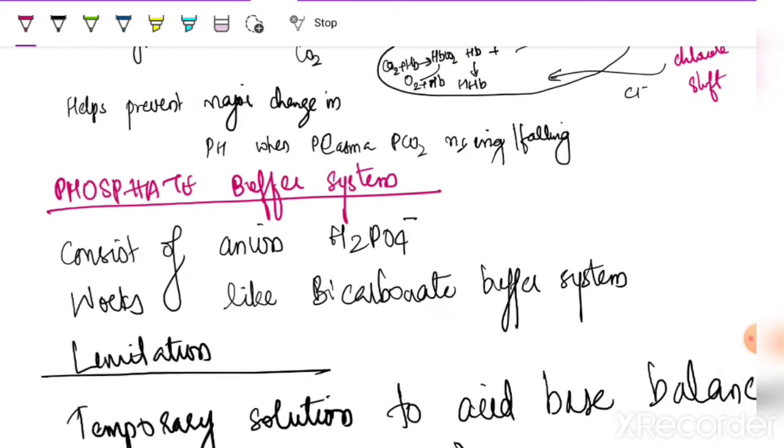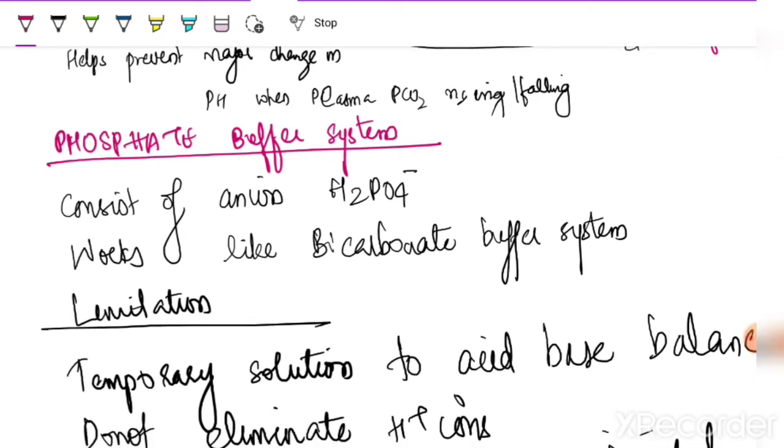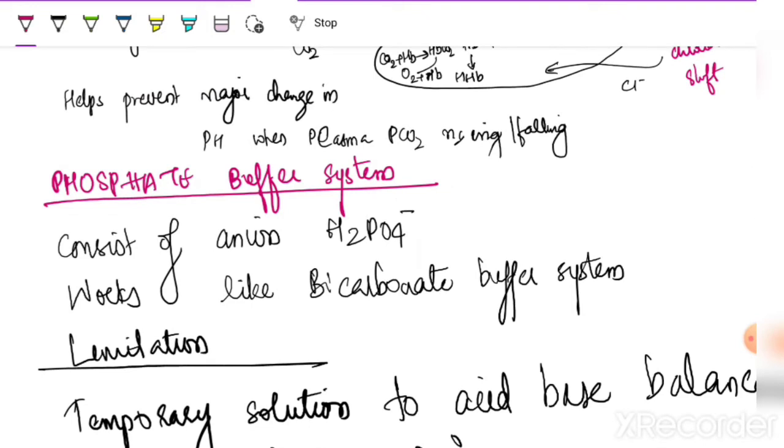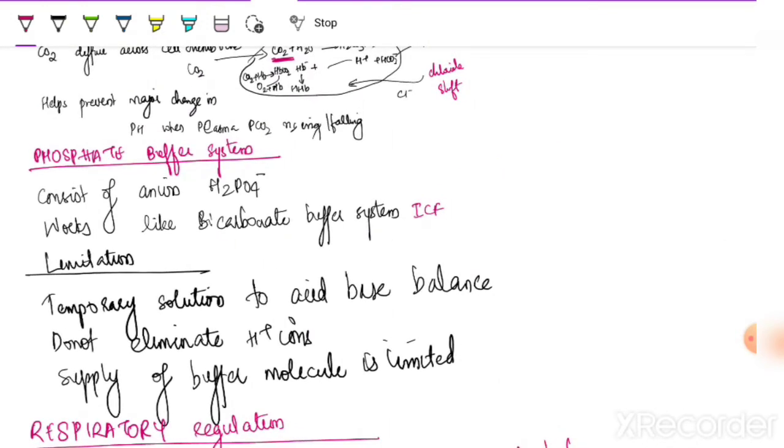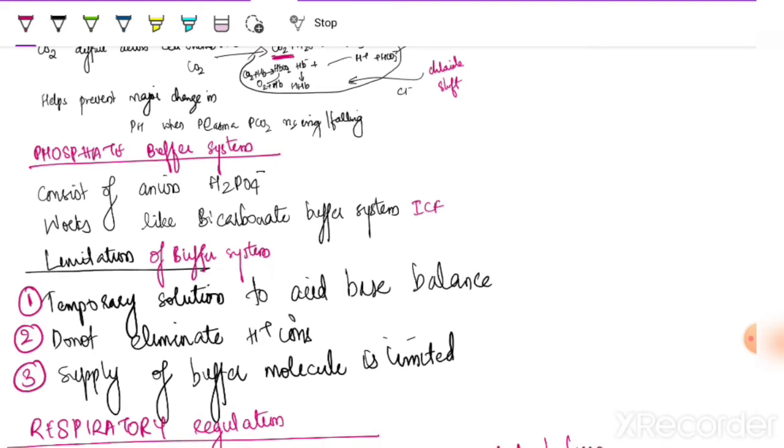Now, the third one is the phosphate buffer system. It consists of an anion, that is H2PO4 minus, a weak acid, phosphoric acid, and it works like the bicarbonate buffer system, and it's important in buffering the pH of intracellular fluid. The limitation of buffer systems is that they are only a temporary solution to acid-base balance, and they do not eliminate H plus ions. And the supply of buffer molecules always has a limitation.